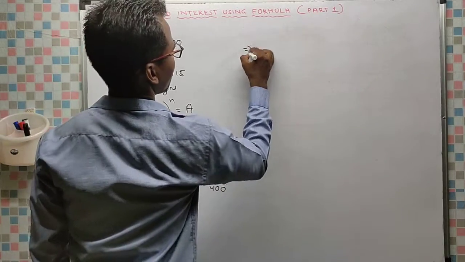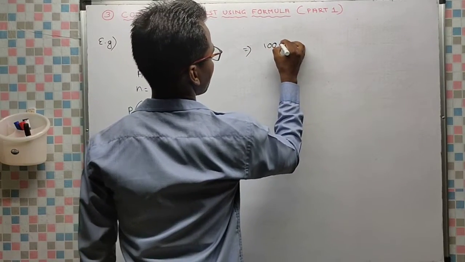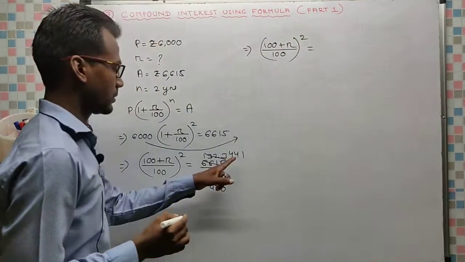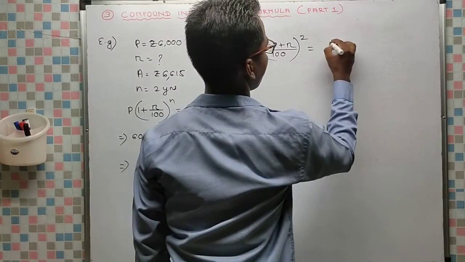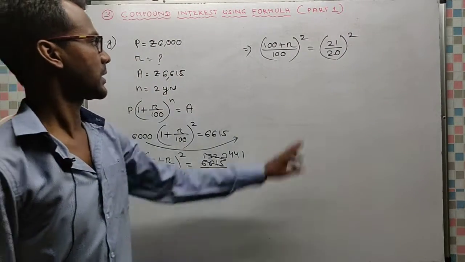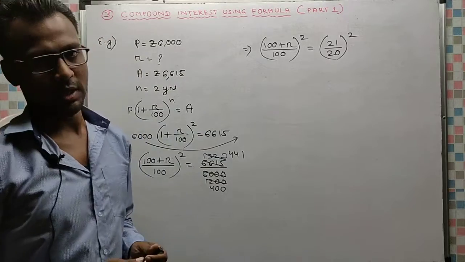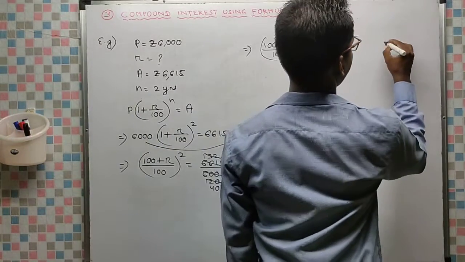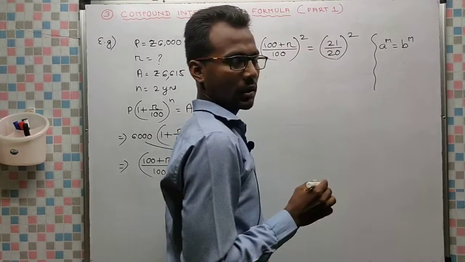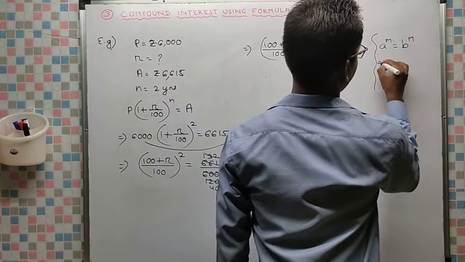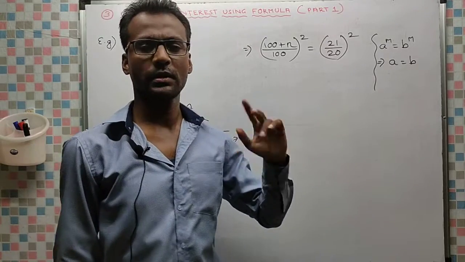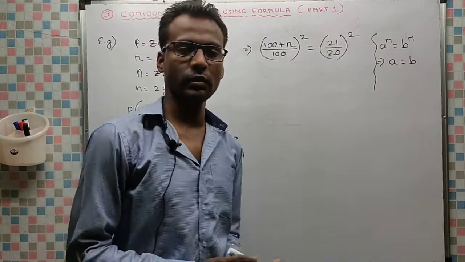So (100 plus R by 100) power 2 is 21 by 20 whole square. You can see the powers are same. In indices we have studied, if a power m is equal to b power m, then we can say a is equal to b. Same power then same base, same base then same power. Here powers are same, so we can equate the bases.